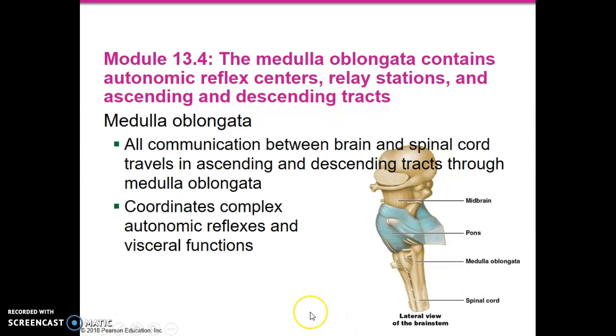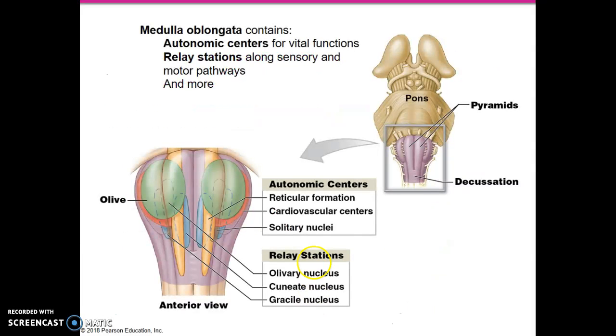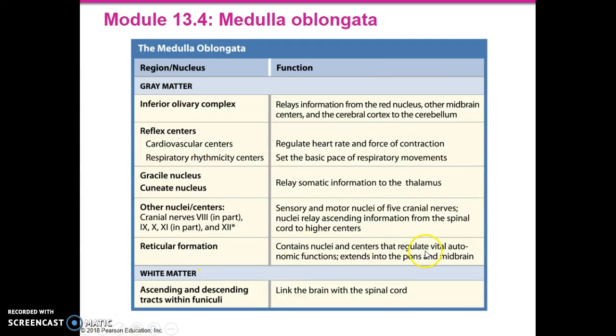region. And the medulla oblongata coordinates autonomic reflexes and visceral functions. It controls some basic functions such as heart rate, breathing rate, so here you can see quite a few regions of the medulla oblongata that we do not need to know. Again, quite a bit of information. You can just pause the video to read through this.